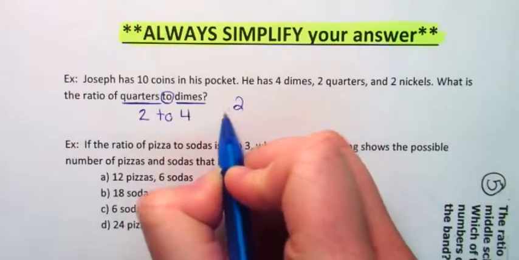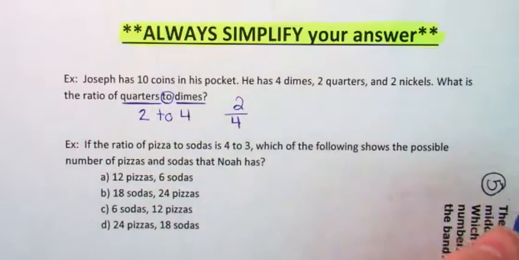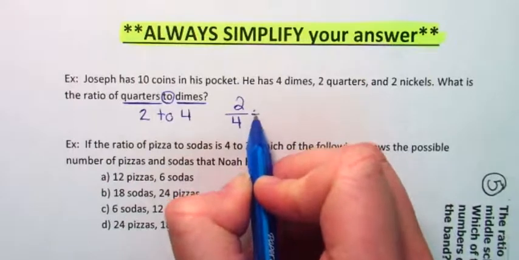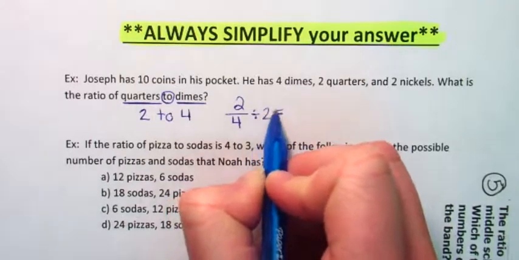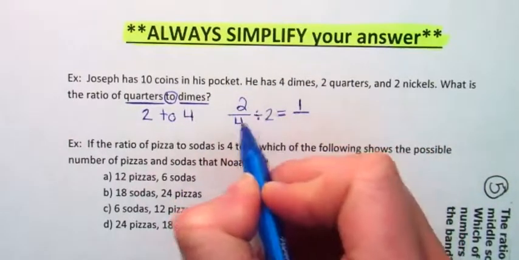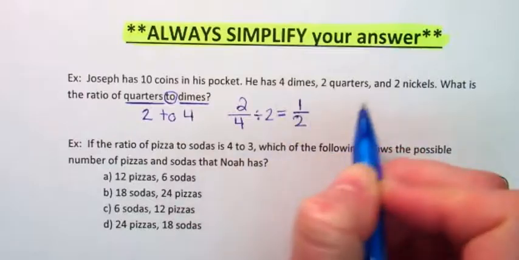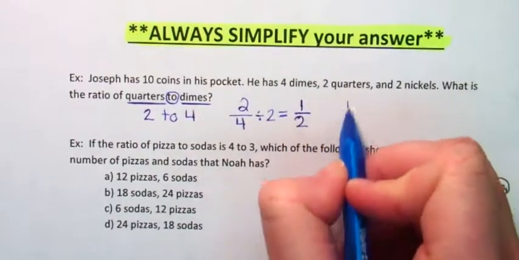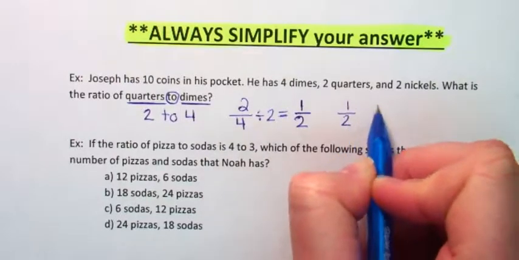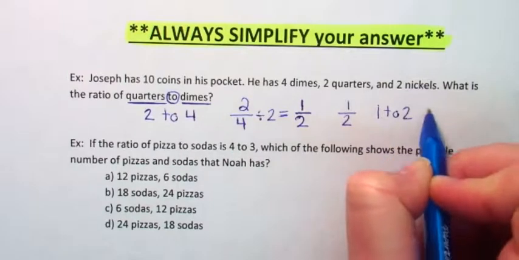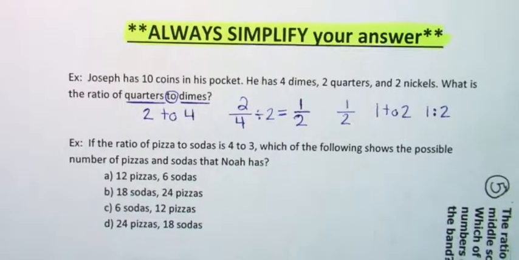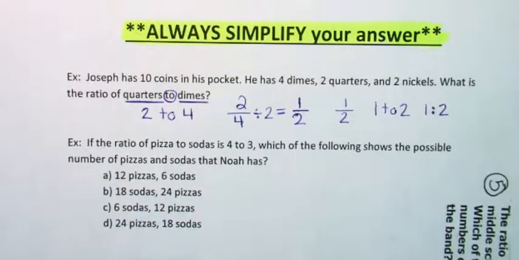I'm going to write that as a fraction. It's easier for me to see simplifying as a fraction. When I write it as a fraction, my eyes can easily see that I need to simplify by 2's, because I can divide both of these numbers by 2. 2 divided by 2 is 1. 4 divided by 2 is 2. So my ratio is 1 quarter to 2 dimes. We could write it 1 to 2, or you could write it with the colon, 1 to 2. So we need to know the ratio and how to write these.